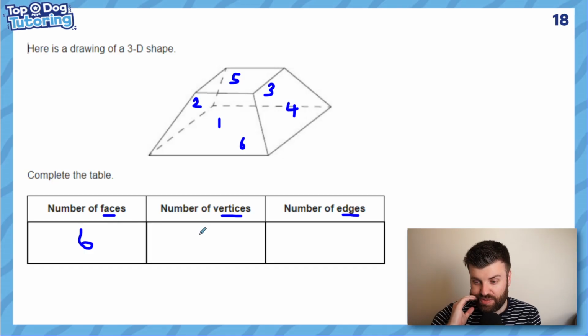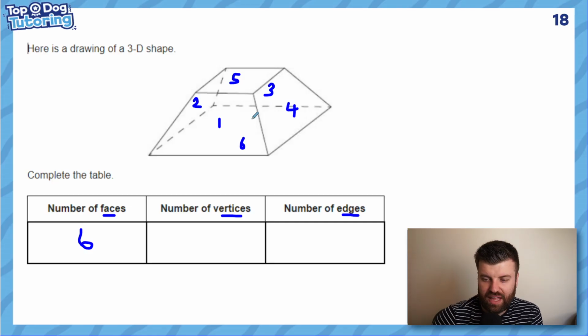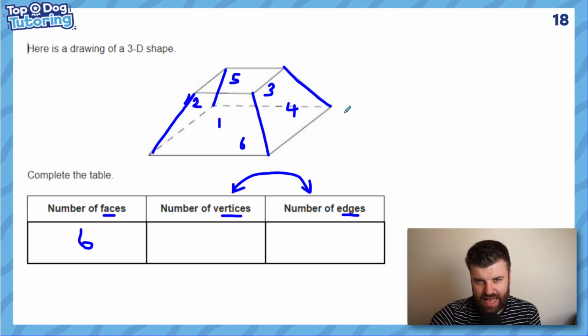Number of vertices. Well, what is a vertice? I think it's best to go to edges first. I'll explain what a vertex is after. So edges at the end are long edges. It's basically what it says in the name. They join together the vertices. So they kind of depend on each other, these two, when it comes to the definition of them. So the edges are these lines that we see here. So we have 1, 2, 3, 4. We're basically thinking if we were to build this shape using sticks, how many sticks would we need?